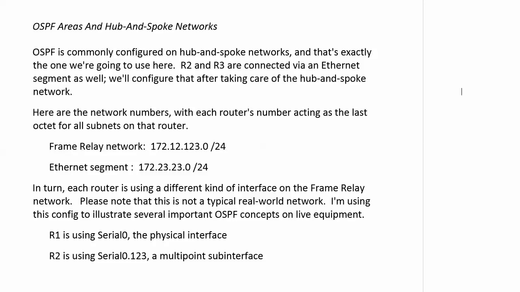I've got a diagram for you in a moment, but you might want to write these addresses down. Over the frame network, that's our NBMA network, we're going to use the 172.12.123.0/24 address space. Over the Ethernet, 172.23.23.0/24. And please notice that we do not have the world's most realistic network when it comes to the NBMA network, but you could see something like this.